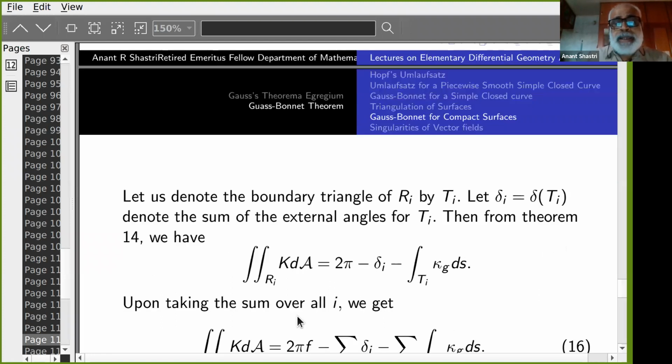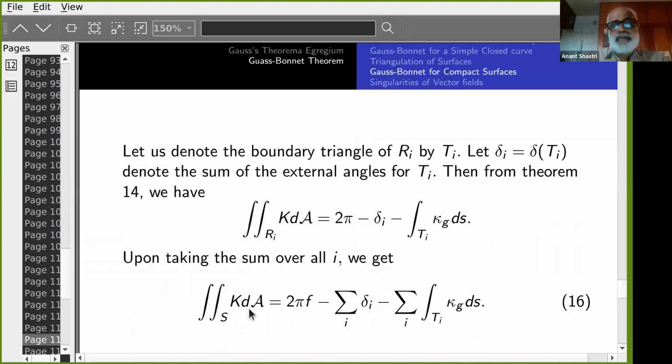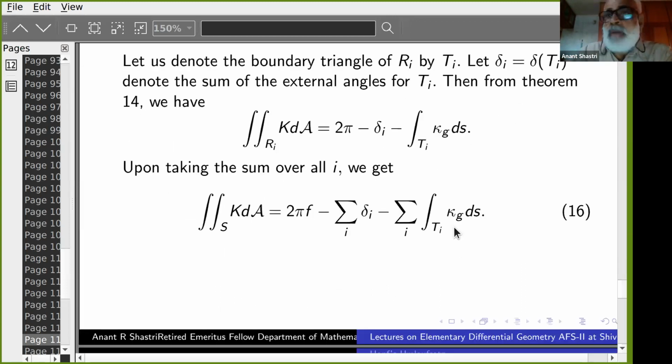Upon taking the sum over all i, we get the left-hand side of the Gauss-Bonnet theorem. So you take the right-hand side and take the summation over all i. The integral over S of K dA is, how many such triangles are there? There are F of them, where F is the number of triangles. So 2 pi gets multiplied by F. What happens to delta i? It is the summation of delta i. And the last term is the summation of all these integrals. So this is the formula.